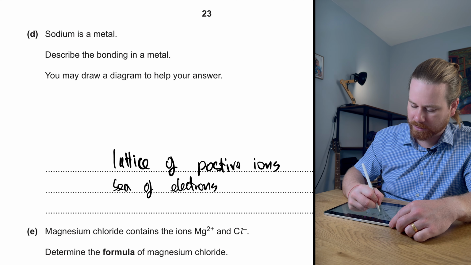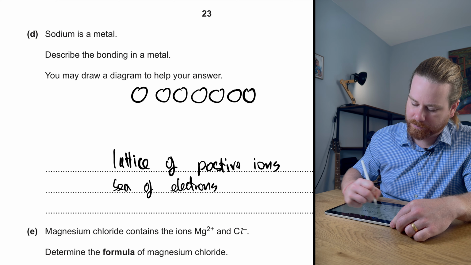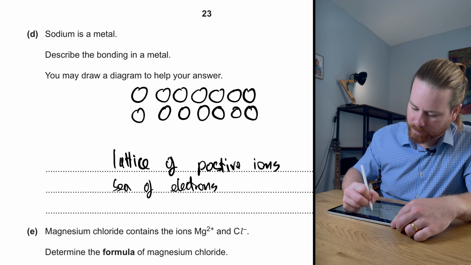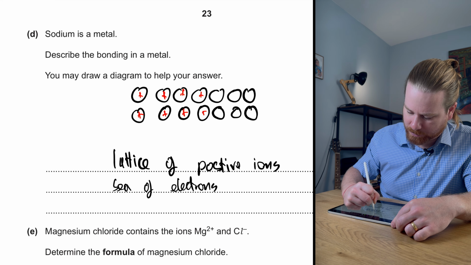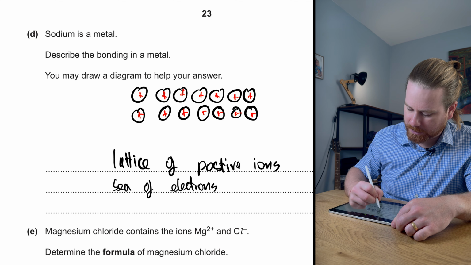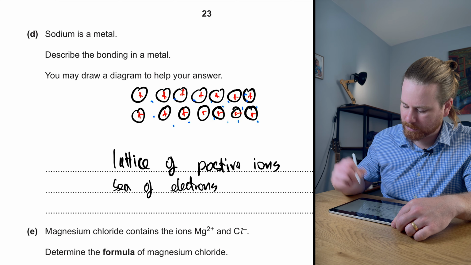So what would that look like in diagram form? We've got our regular arrangement of our positive ions. We can put these as little positives, and then they're surrounded by electrons. How would that look? It would just look like little dots everywhere. So there we go, nothing too fancy about this diagram. Lovely stuff.